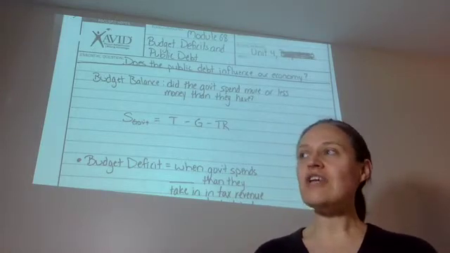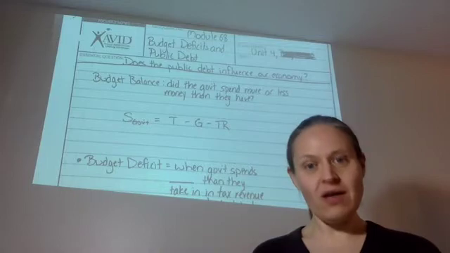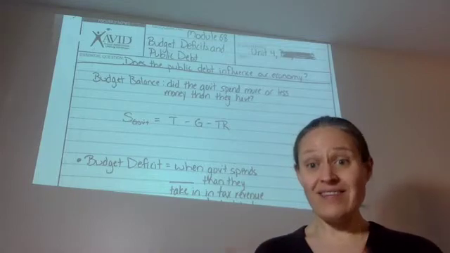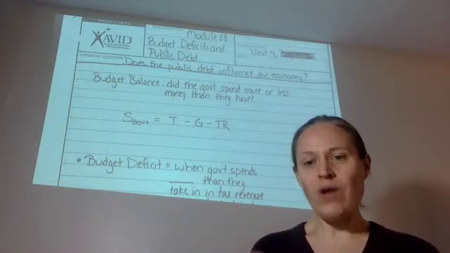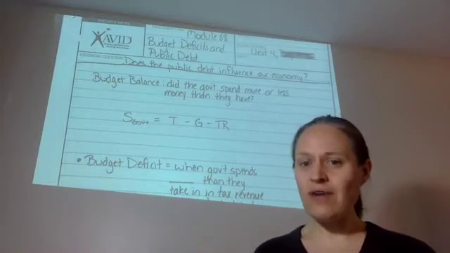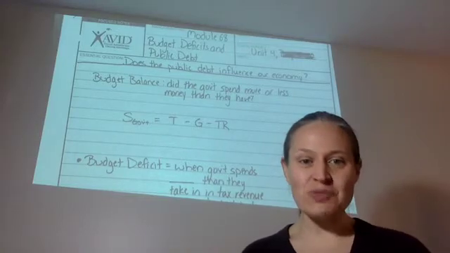And in a recessionary gap, a lot of what the government does to try to fix the economy is spend a ton of money. So now we're going to talk about, well, what are the consequences of the government spending that much money?